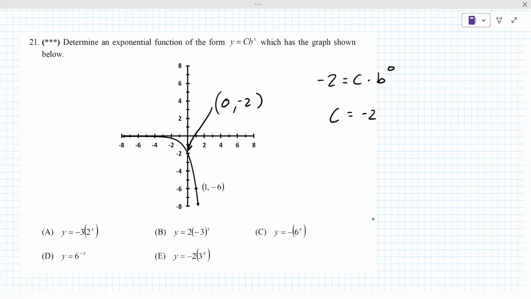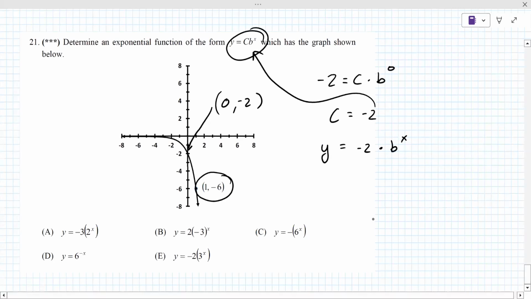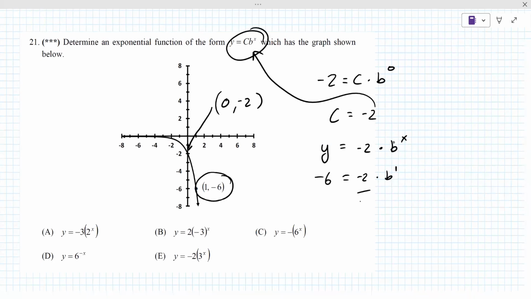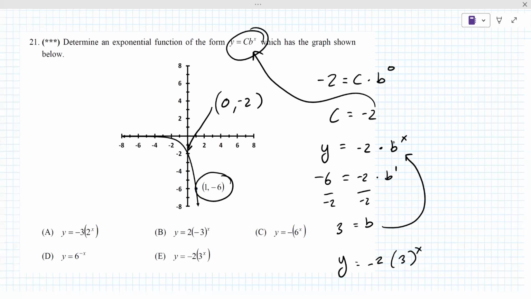And then from here, we put that back in. So we have y equals -2 times b to the x, and then use this next point, -6 equals -2 times b to the power of 1. Always double check that you're putting the value in for x and y and not something else. It's easy to confuse that. So 3 equals b. That goes back here. And now you have your equation. Y equals -2 times 3 to the power of x. You match that up. There it is, E.